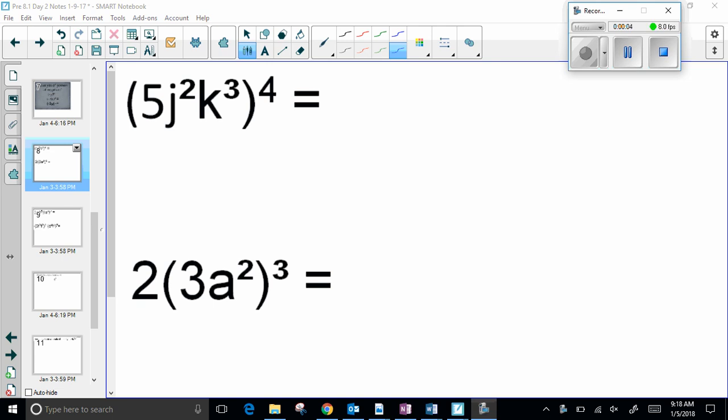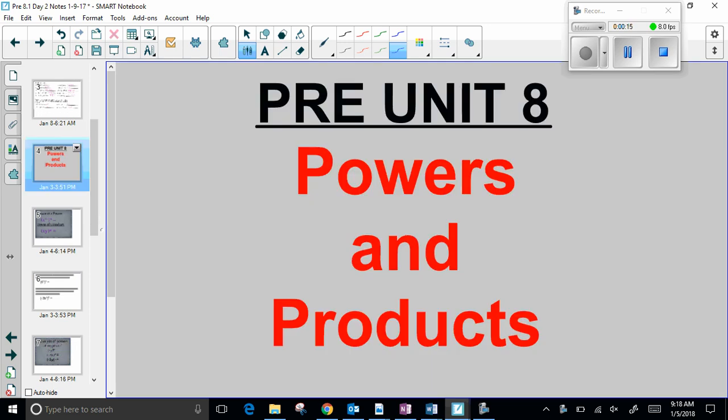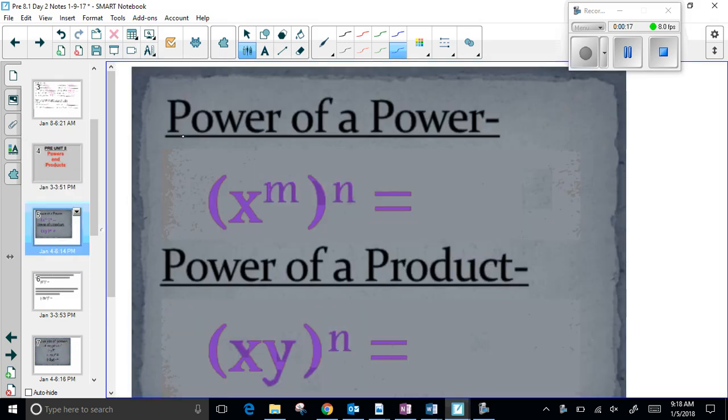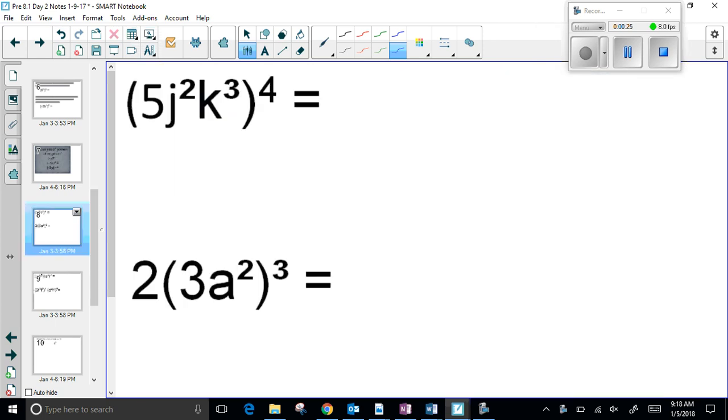I wanted to make sure and finish up these notes that we didn't quite finish in class. If I go back here to the beginning, we're talking about powers and products and really finding the power of a power. That's the main focus. In general, what's going to happen is we're going to be multiplying each of the exponents by this new power that's being raised to.